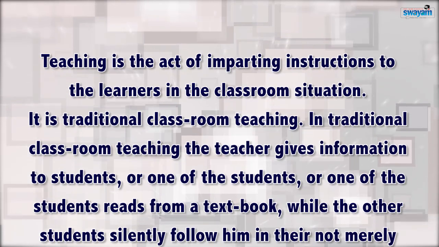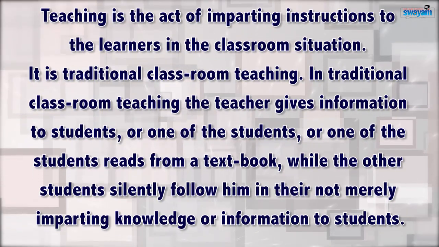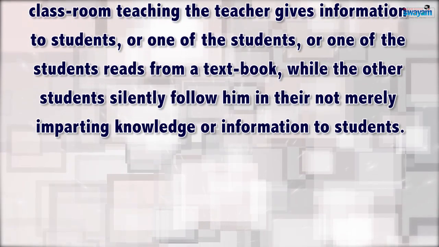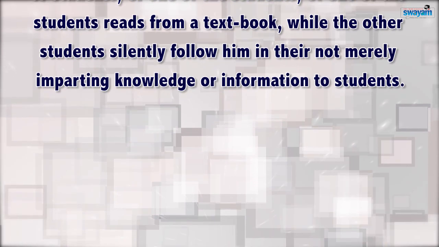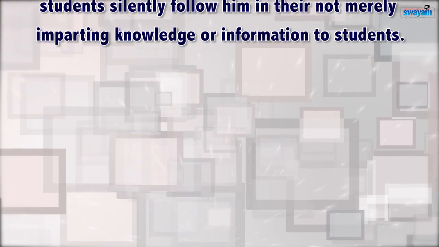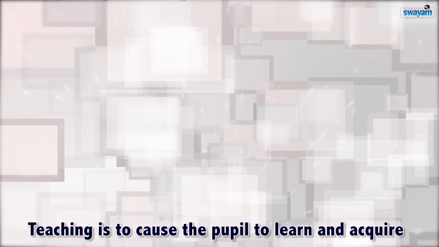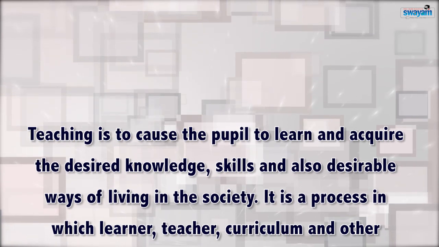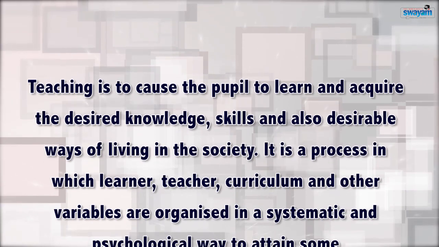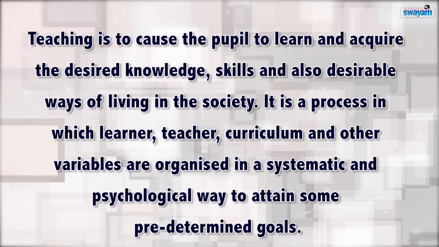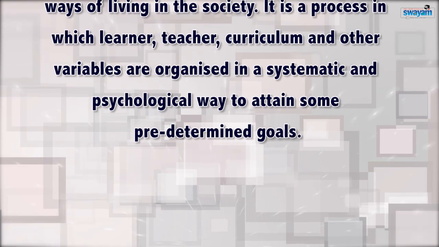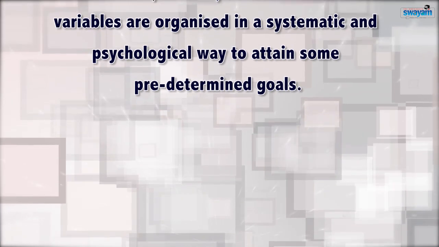In traditional classroom teaching, the teacher gives information to students, or one of the students reads from a textbook while the other students silently follow, merely imparting knowledge or information to students. Whereas now things are different. Teaching is to cause the pupil to learn and acquire the desired knowledge, skills, and also desirable ways of living in the society. It is a process in which learner, teacher, curriculum, and other variables are organized in a systematic and psychological way to attain some predetermined goals.